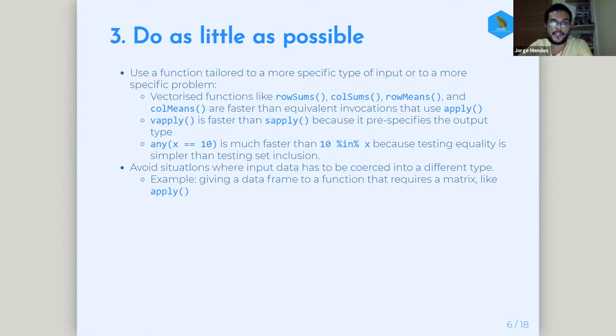He also talks about situations where you input data of one type but it gets converted to another. Base R does this a lot. It loves matrices, it tries to coerce several things to matrix. One example is apply. Apply always coerces the data frame to a matrix. I think it's one of the reasons he talks about not using apply, because if you have a character column, all your data frame will be characters.